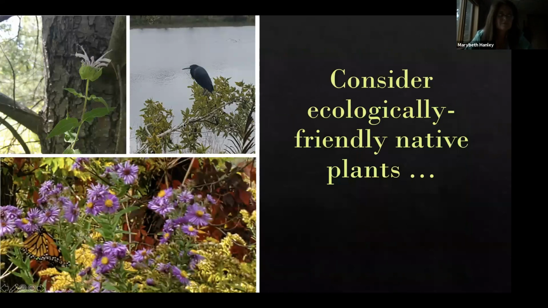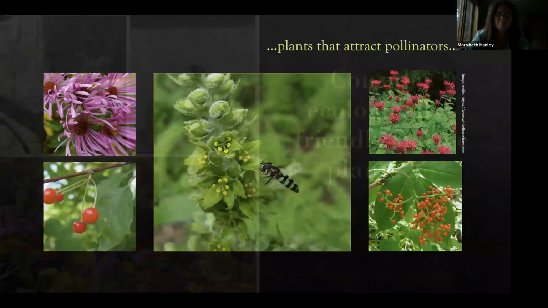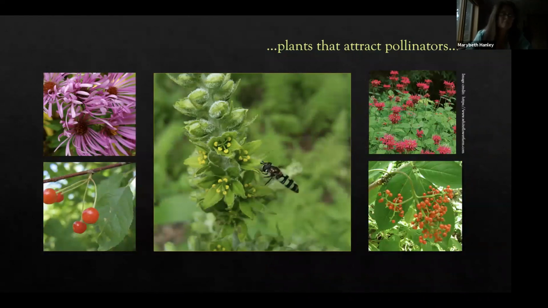And I'll just go through a little bit of information about some native plants that are ecologically friendly. These are species that attract pollinators. There's a whole bunch of really beautiful ones. This is a New England aster on the left. This is a pin cherry. This is a false hellebore, and then an elderberry. And then we also have a monarda here too, which is a bee balm.